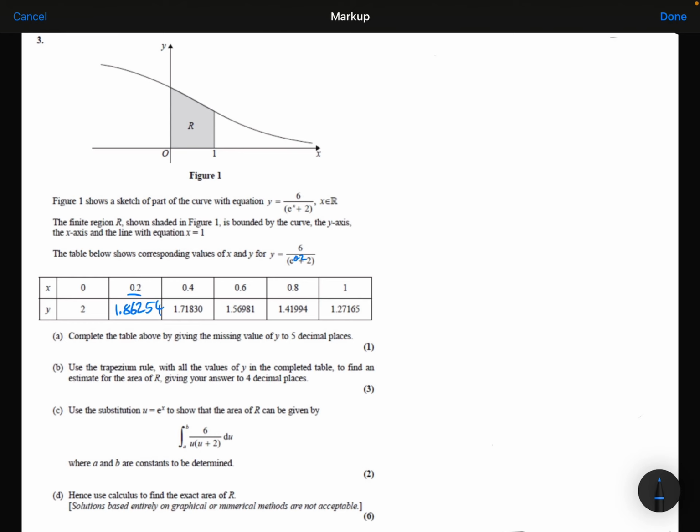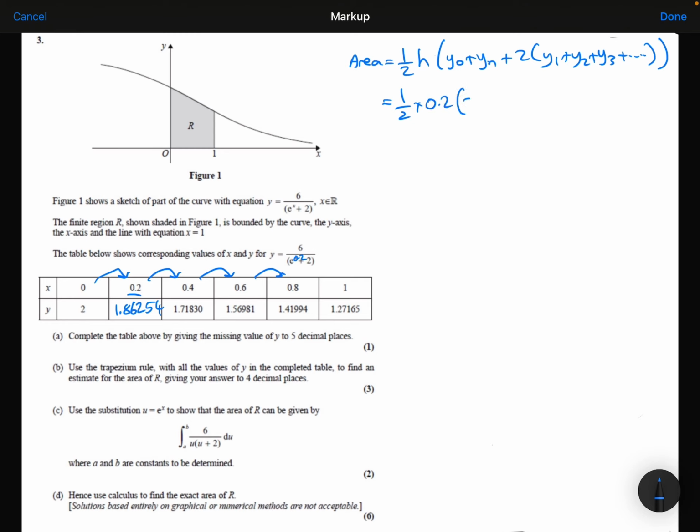Part B. Use the trapezium rule with all of the values in the table to find an estimate for the area of R. So the trapezium rule is half h, the first number plus the last number plus 2 lots of everything in between. So in this case we've got half of the height. What's it going up in each time? We can see it's going up in 0.2s. The width of each strip here is going to be 0.2.